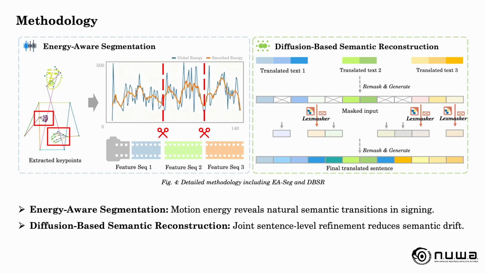The second module is diffusion-based semantic reconstruction. If we simply put the short translations together, the final sentence may still be broken. So we use the short translations as semantic anchors. Then the model masks uncertain or less important parts and regenerates them step by step. DSR refines the whole sentence together, avoiding the error accumulation.